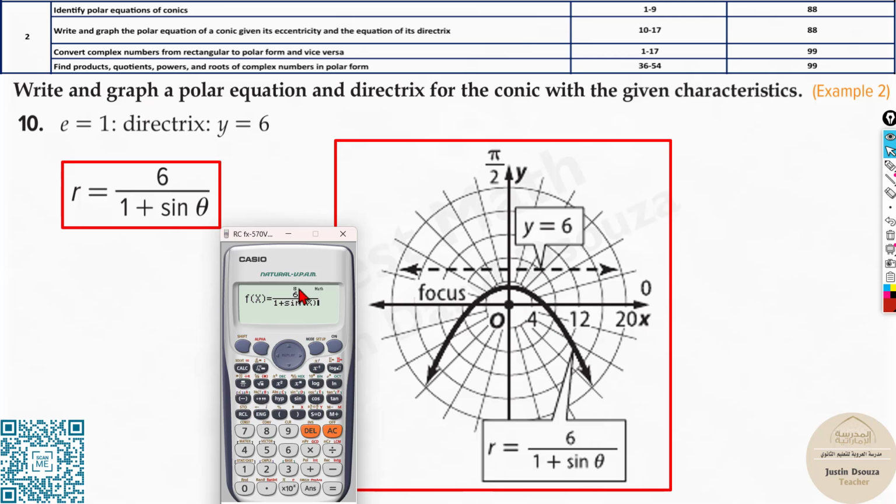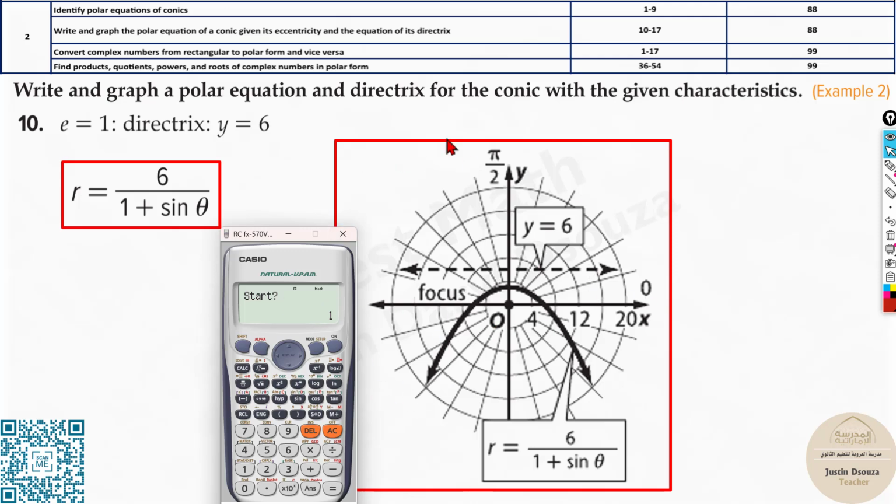Pi by 6 is 30 degrees. It's much easier to understand if someone tells you 30 degrees rather than pi by 6, isn't it? So that's why I'll leave it in degrees. See, this D is for degrees. Now press equal to. Some of your calculators, the latest models, will get this option. Just ignore it, we are just graphing for one equation. Most of your calculators, you'll not get that option, you will directly see the start option.